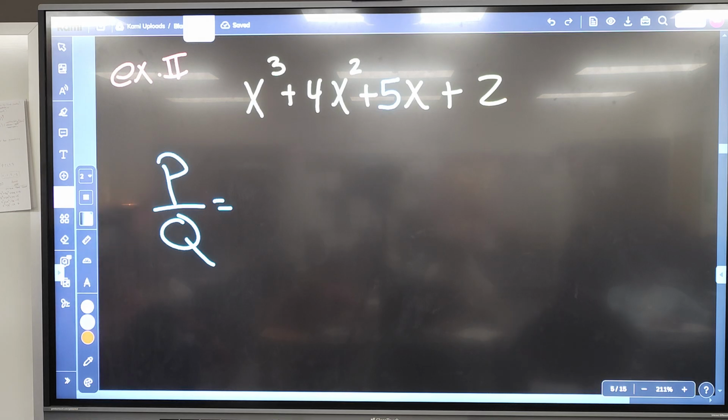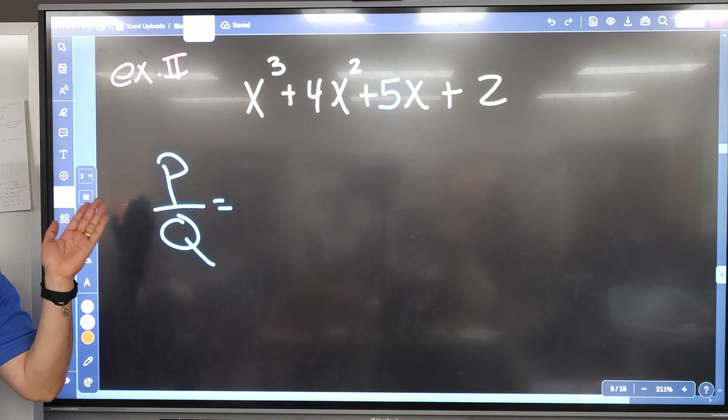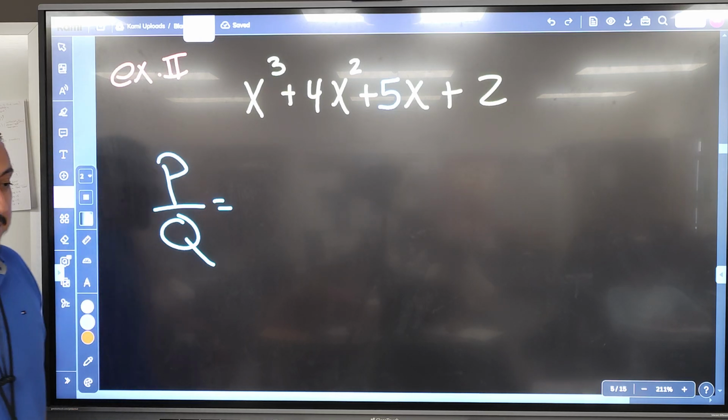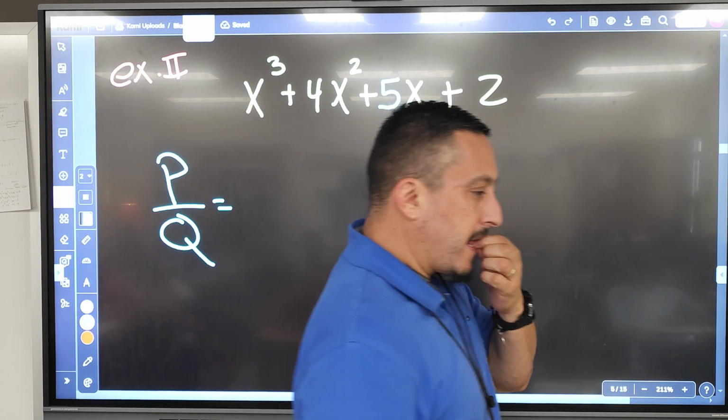And 100% look at the notes. You're just barely learning. Think about, look how I found P, look how I found Q. And I'll do a shorter version this time of this.